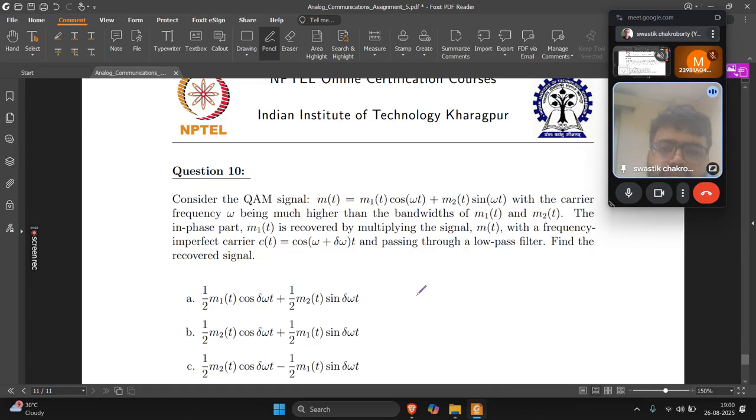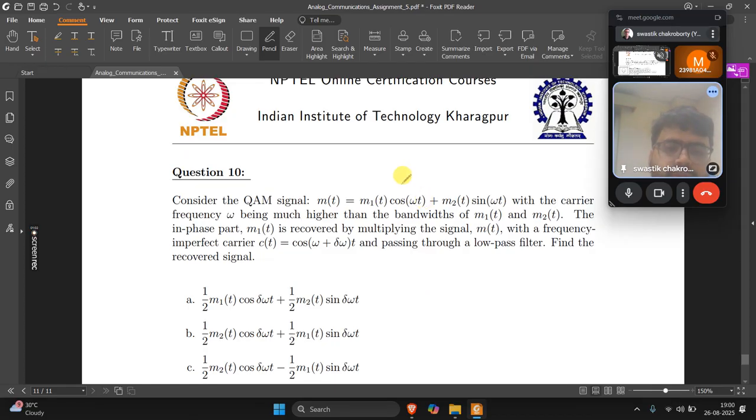Now consider the comm signal m(t) equal to m1(t) cos omega t plus m2(t) sin omega t, with the carrier frequency omega being much higher than the bandwidths of m1 and m2. So you have a comm signal where m1 and m2 are two small message signals, modulated by a carrier with frequency omega, much higher than the bandwidth of m1 and m2.